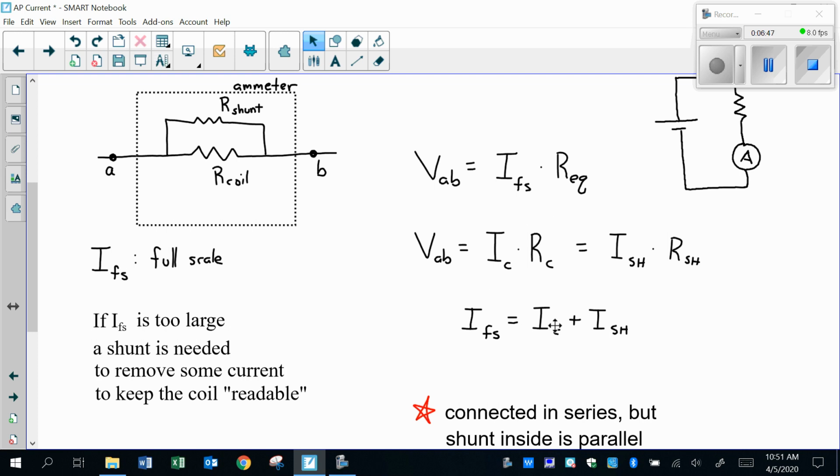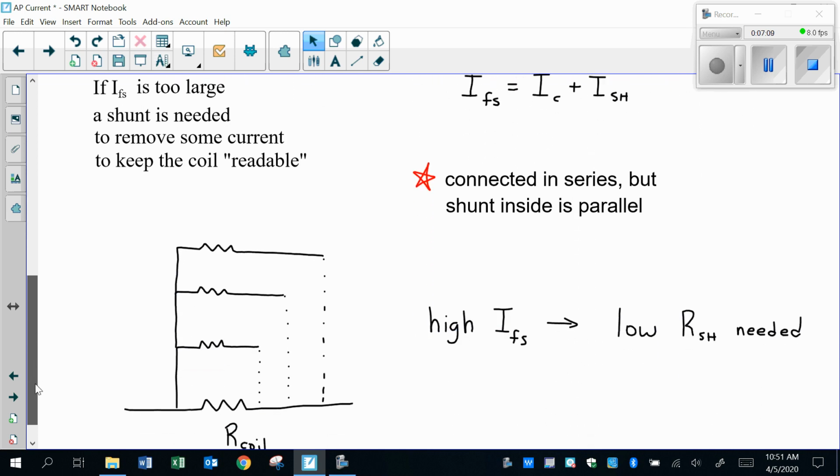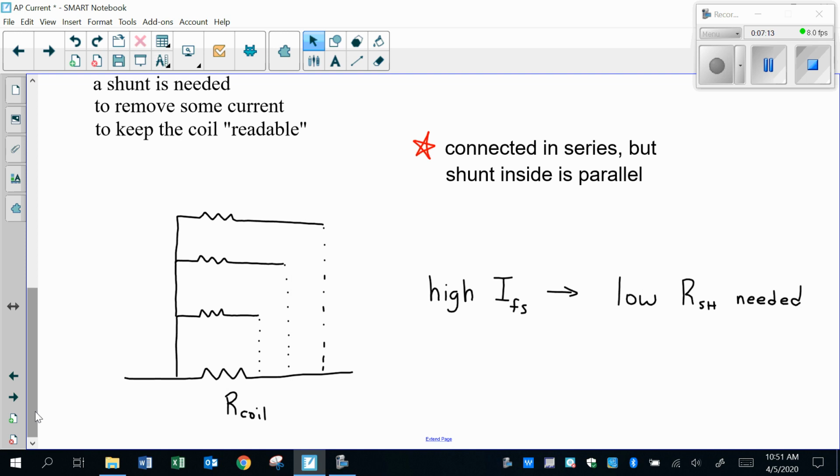So I come down here, I've got my junction rule: the current going through the coil, the current going through the shunt. I know that the voltage from A to B has to be the same regardless of the route I take. So the voltage through the coil and the voltage dropping through the shunt have to be the same. Our ammeter is connected in series, but the shunt inside is in parallel. If you had a mechanical device, every time you click that dial, you are making a connection to this one or this one or this one, and every single resistor has a particular value, which means we know exactly how much current is going to go through it, which leaves the remaining current to be measured by our coil. That's how we use a galvanometer for an ammeter.